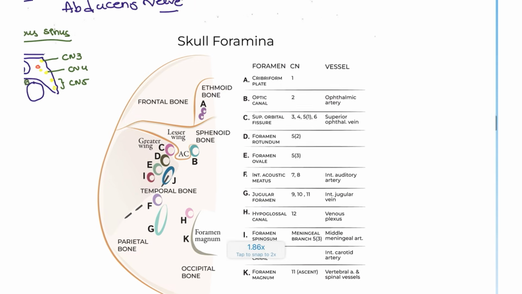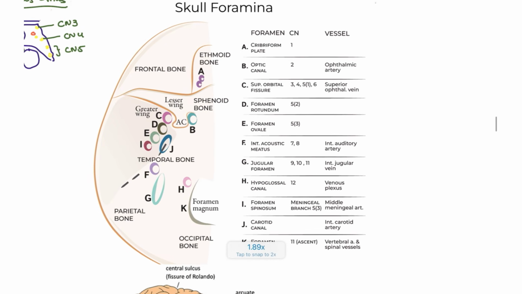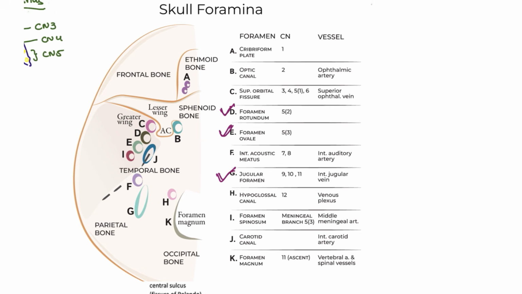Next, skull foramina. Last year there was a question asked on the jugular foramen, foramen rotundum, foramen ovale. Let's see. The first thing that has been asked is the cribriform plate. At the ethmoid bone, there is a cribriform plate, and the nerve that is passing here is cranial nerve 1. And if it is damaged, what is the common presentation, guys? The patient will present with CSF rhinorrhea.